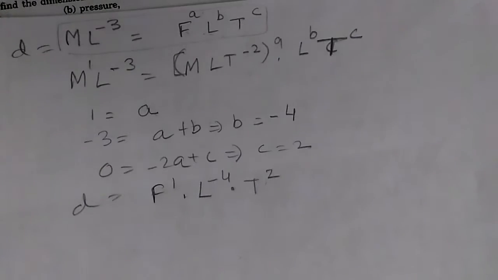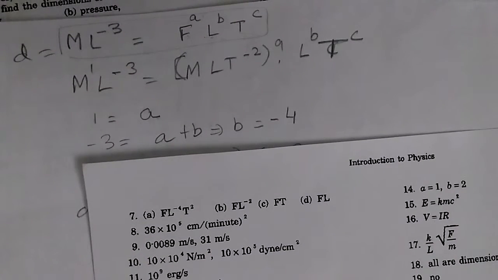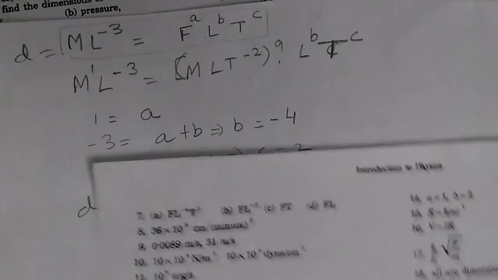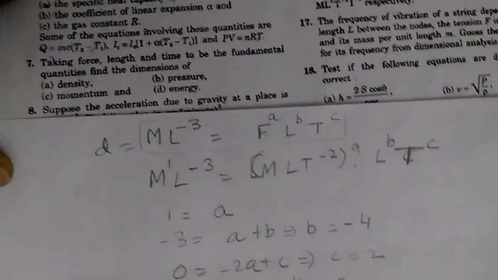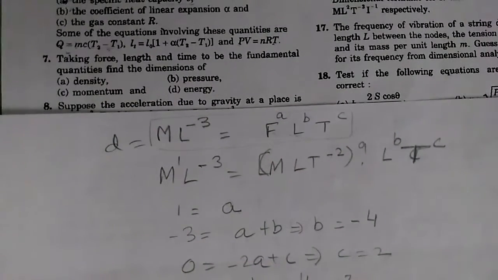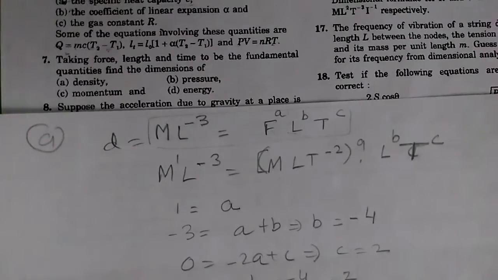Let's compare our answer here. Question number C, the answer says F L to the power minus 4, T to the power 2. So our answer is good. Let's move on to the next one. So we can similarly do all other problems. I'm doing it for two, but hopefully you should be able to do these problems yourself.